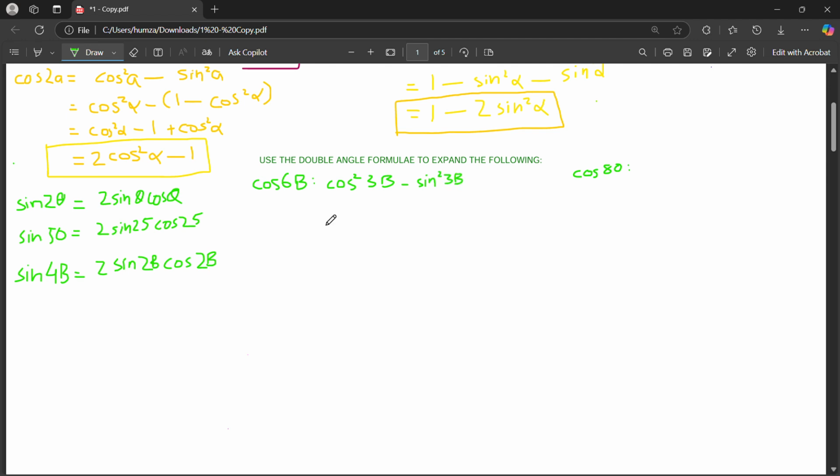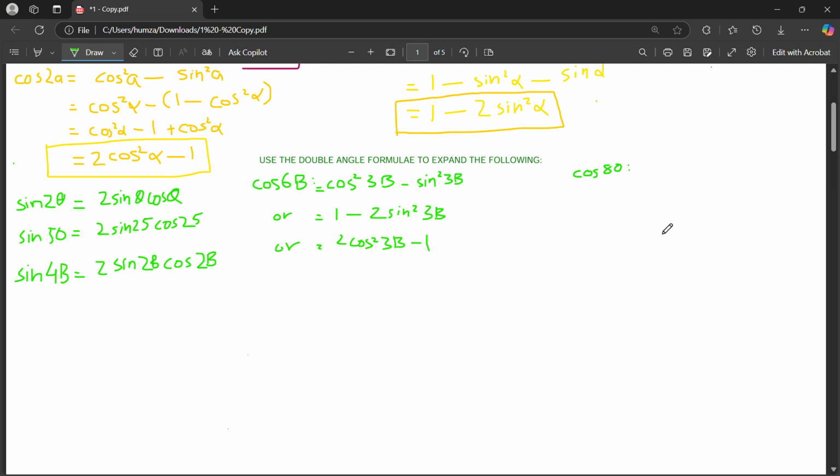Now another rule we can use to write this cos 6b, we can say 1 minus 2 sin squared 3b, or we can use the third rule to write this as 2 cos squared 3b minus 1. We found all of this using the formula. Let's look at cos 80.